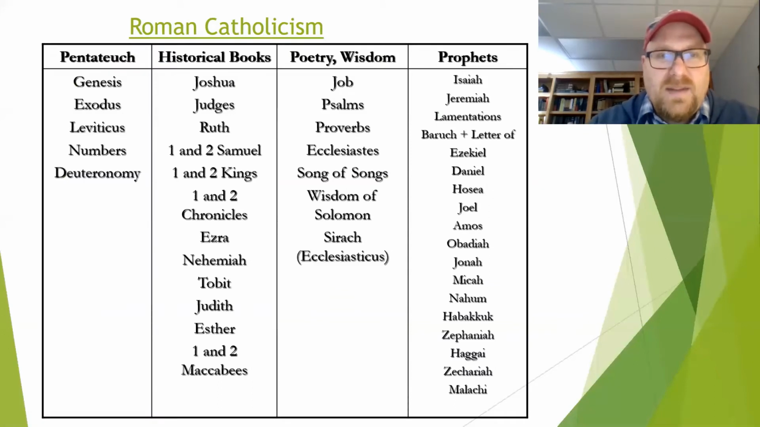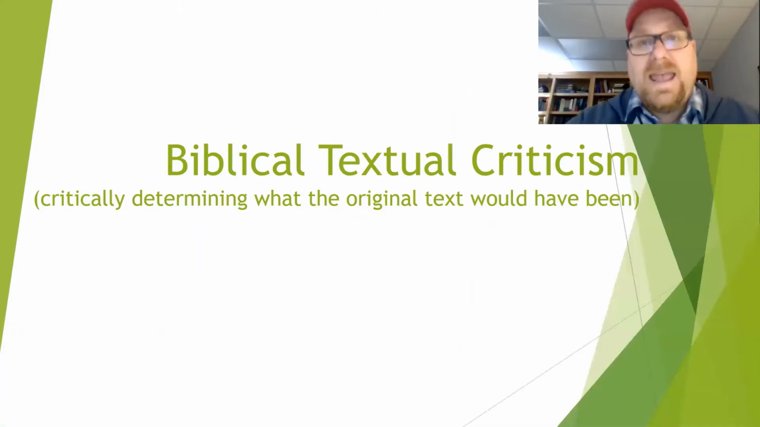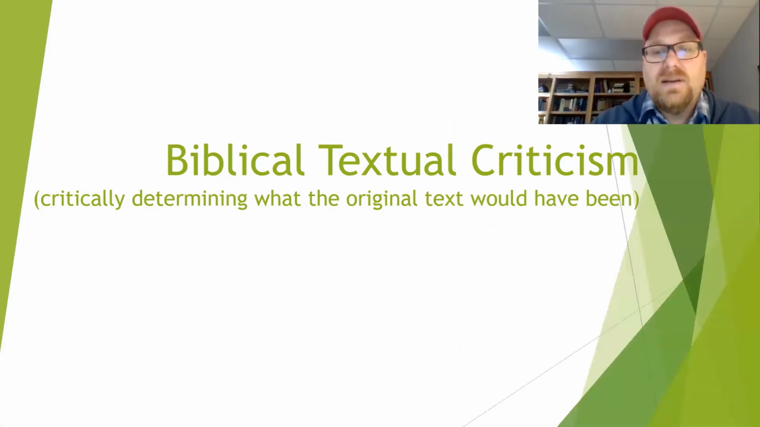And if you look on this page, you will see in the historical books down here, we've got 1 and 2 Maccabees, or up here we've got Tobit and Judith. And in Poetry and Wisdom, you'll see the Wisdom of Solomon and another book called Sirach or Ecclesiasticus. And there's also Baruch and additions to Daniel and things like this. Okay. So those are the canons of the Old Testament.